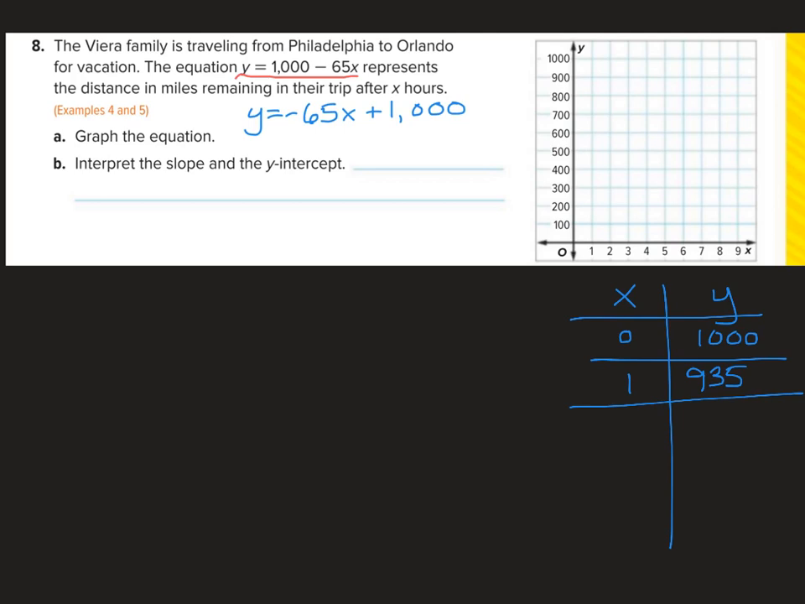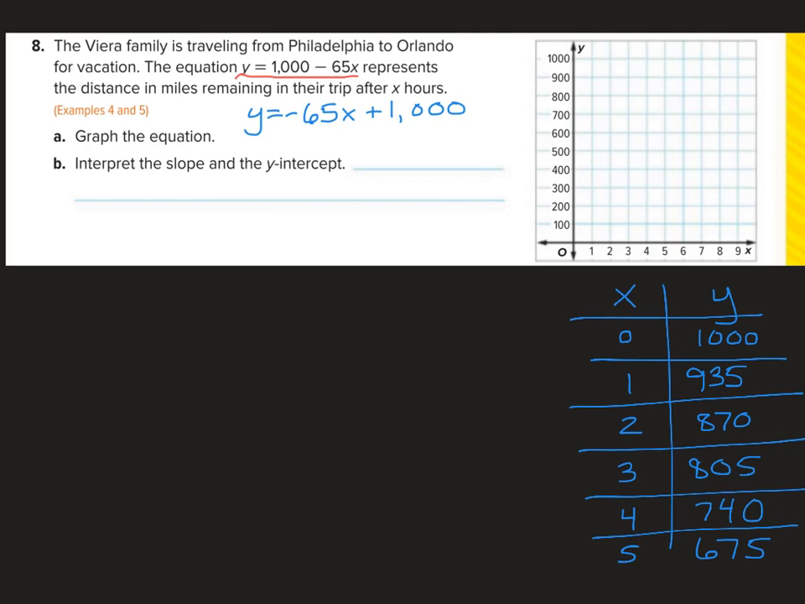And then 2 would be 870. 3 is 805. And then I'll just do 4 and 5. Minus 65 is 740. And 675. Okay, so I've got a table of values to graph.